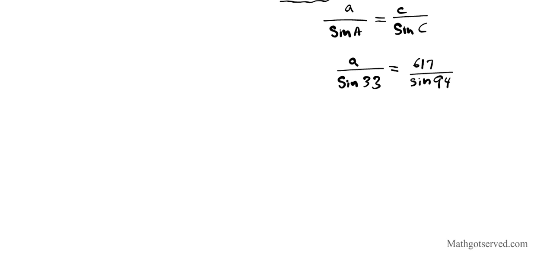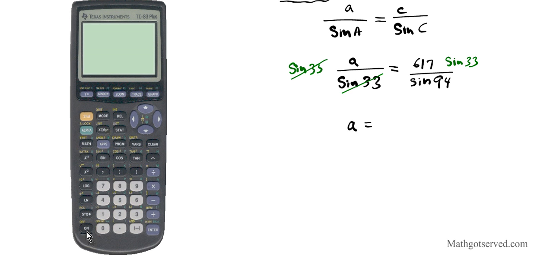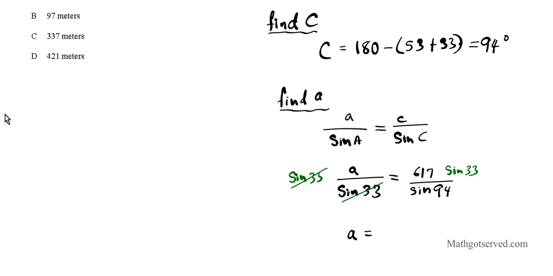Okay? All right, now let's multiply both sides by sine 33. The sine 33 on both sides, and these two cancel out. And then let's plug this into our calculator and see what we get. So we have 617 sine 33 divided by sine 94. All right, answer is 336.86.